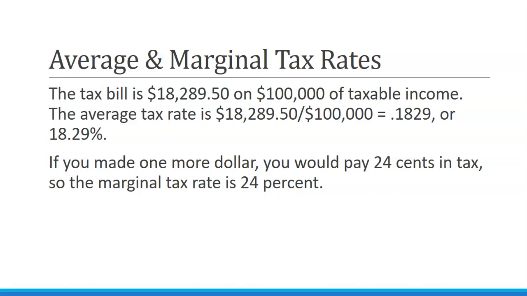If we made one more dollar, we would pay 24 cents in tax. So our marginal tax rate is 24%. The tax rate doesn't change again until the threshold of $157,500. So we would stay at that 24% tax rate for any additional dollar of income.